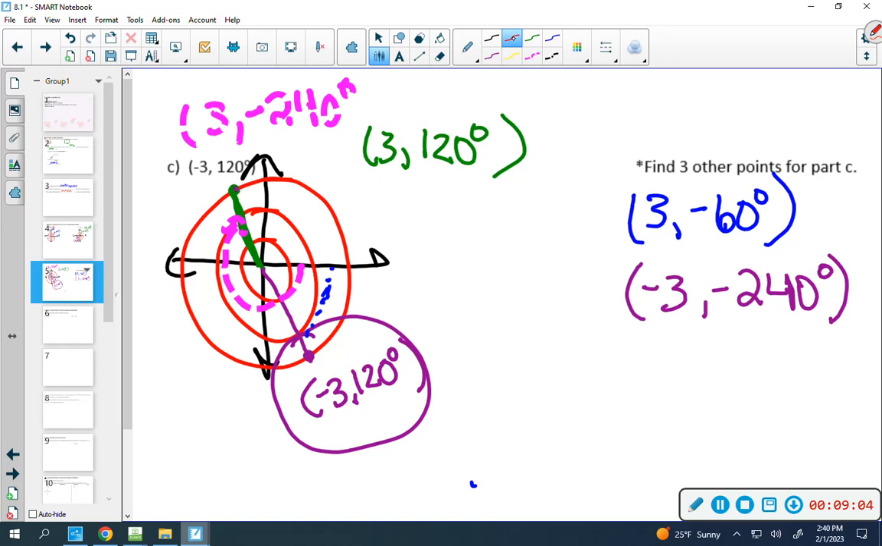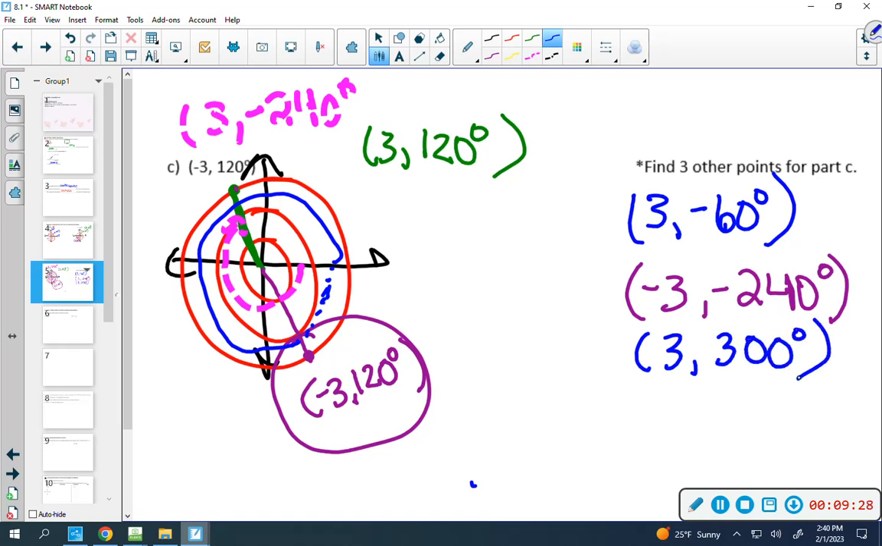Now another way we could potentially get to the purple dot as our answer. Starting from 0, if we measure around from 0, I could go 90, 180, 270, 300. So I'm trying to write a 3 and 300.